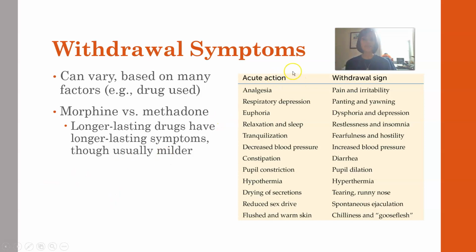As you can see here, the symptoms of withdrawal are often going to be the opposite effects of the drug. With analgesia, we get pain and irritability. With respiratory depression, we get panting and yawning. With euphoria, we get depression. With relaxation and sleep, we get insomnia. With producing calmness and a tranquil mood, we get anxiety. With decreased blood pressure, we get increased blood pressure, and on and on.